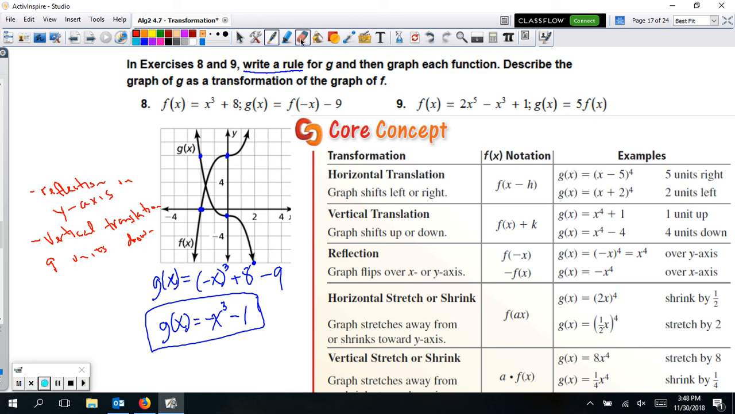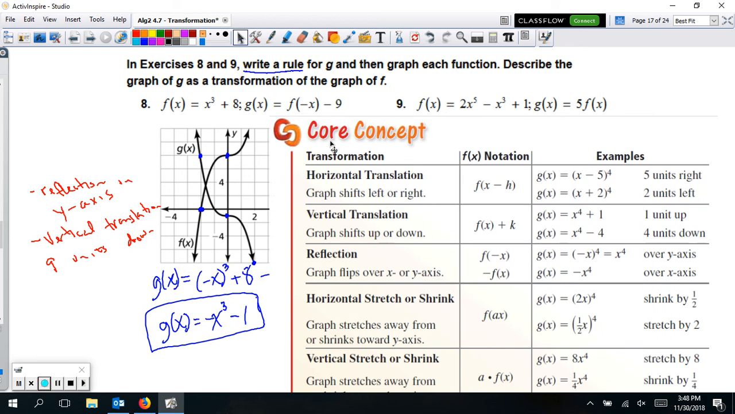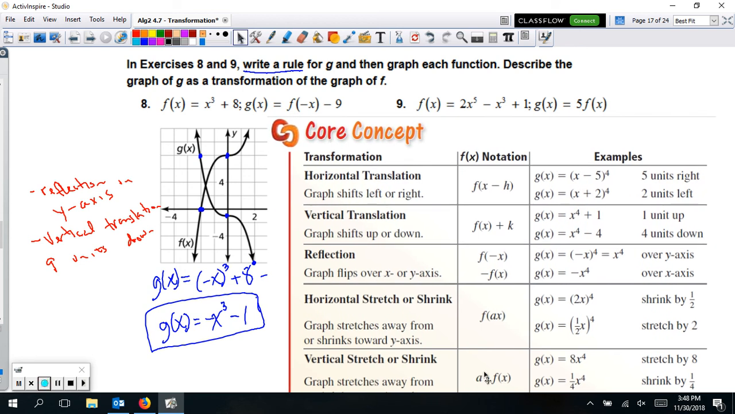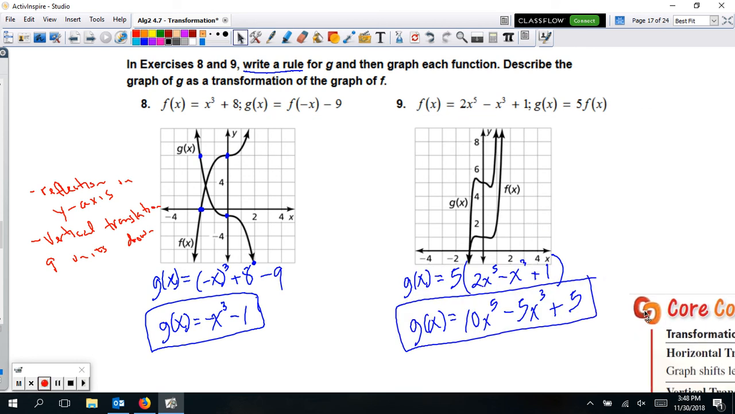So if you look at your core concept here, down here at the bottom, where a is multiplying the function, and we're multiplying by 5, just like 8 was multiplying this x to the 4th, it's going to be stretching by that number 5 here. So we just got to multiply this entire function by 5. So it's like a distributive property. So let's go ahead and show that here down below.